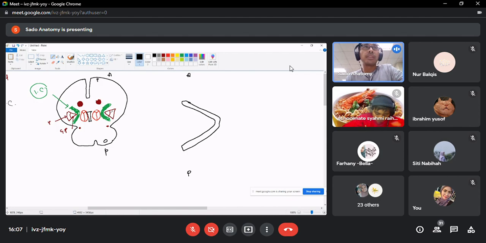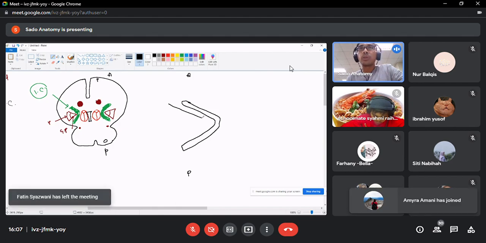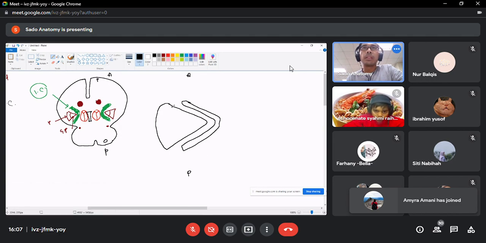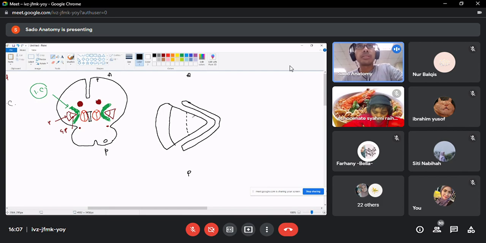We enlarge this diagram. We extract this diagram and we put it here. So this internal capsule. And over here you have lens-shaped nuclei, this is your lentiform nucleus or lentiform nuclei. Laterally, you have putamen. Medially, you have globus pallidus externus and also globus pallidus internus.